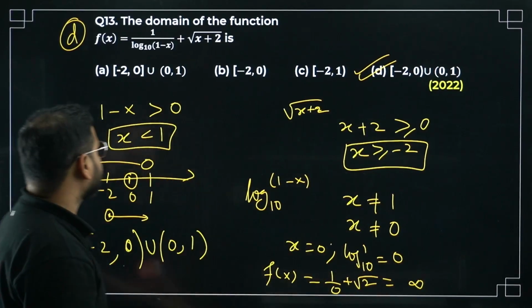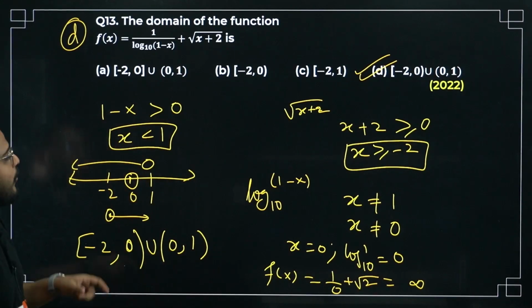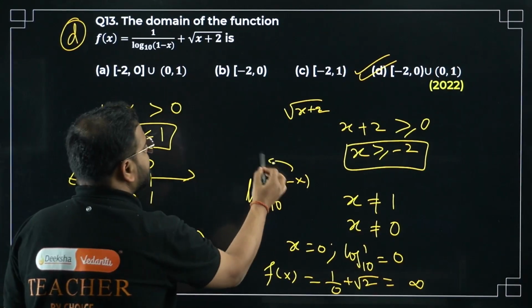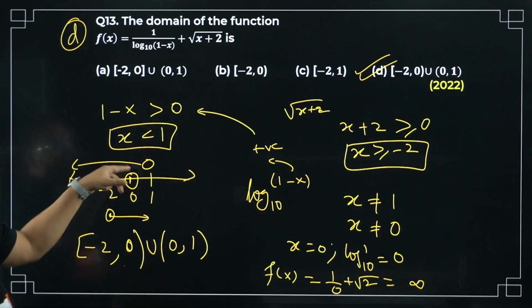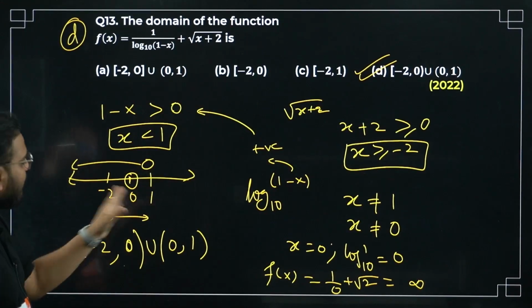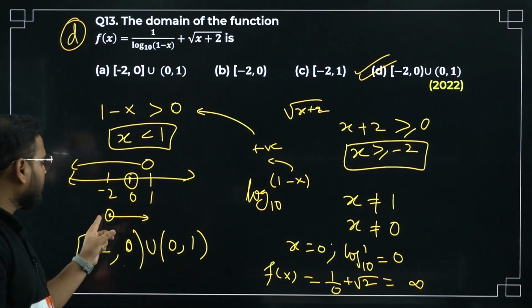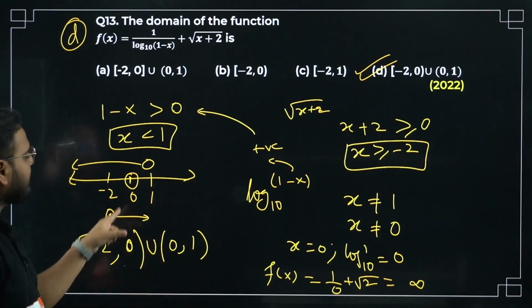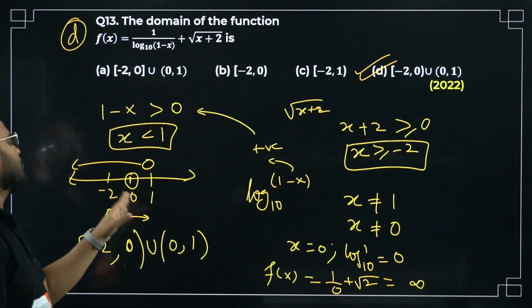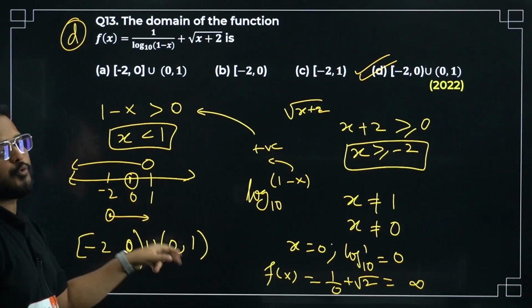After this is done, what is happening? This has to be always positive, so I have taken it over here, greater than 0, which makes x less than 1. So I plotted the number line: more than minus 2, with minus 2 included, less than 1, 1 excluded, 0 excluded. It becomes minus 2 to 0, 0 open, 0 to 1, both open.